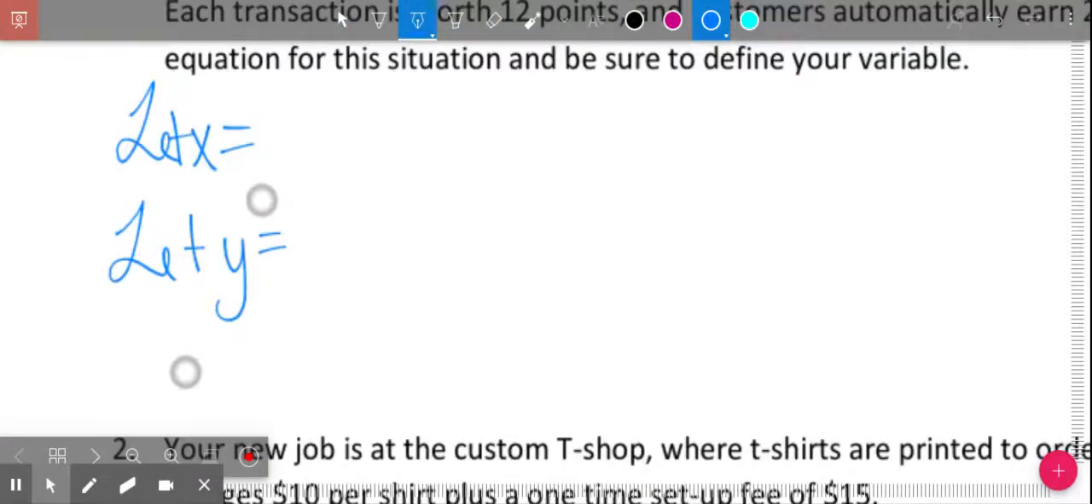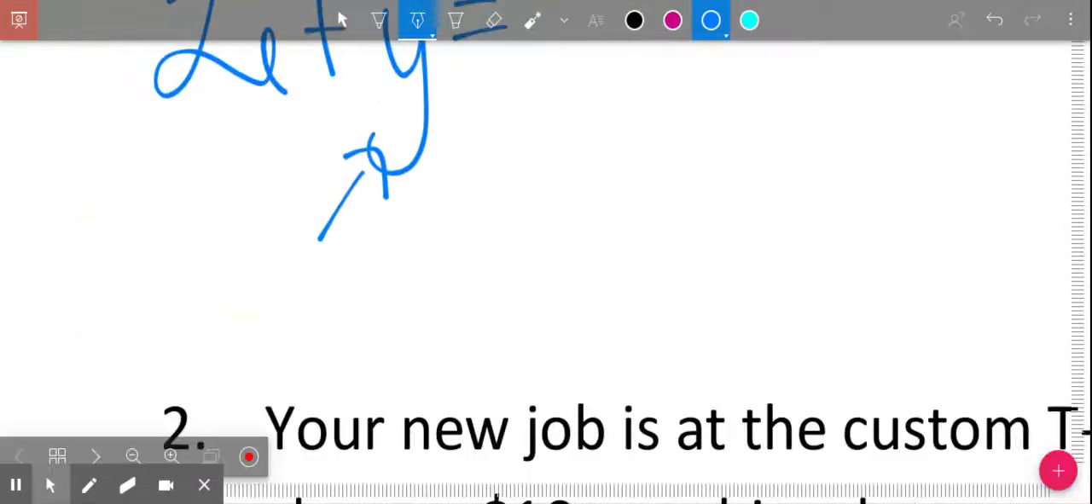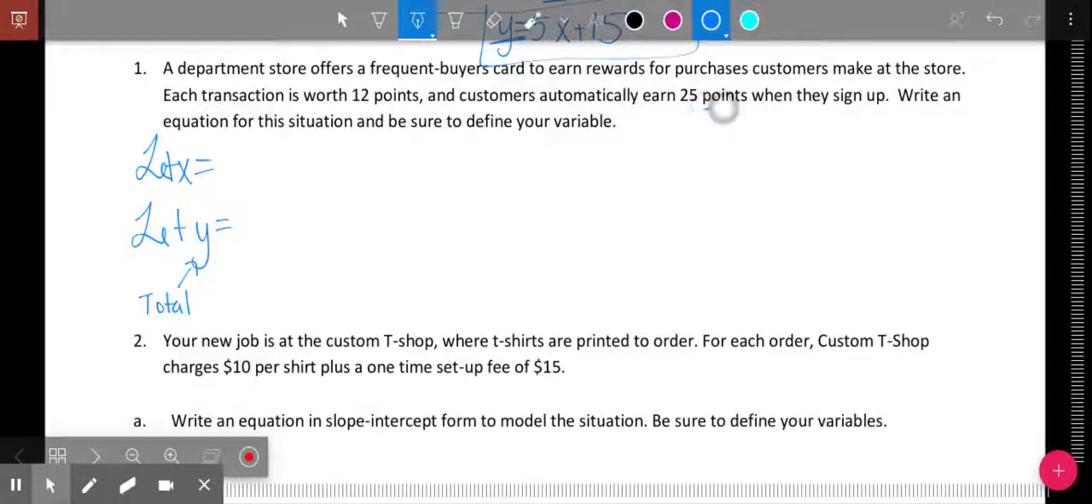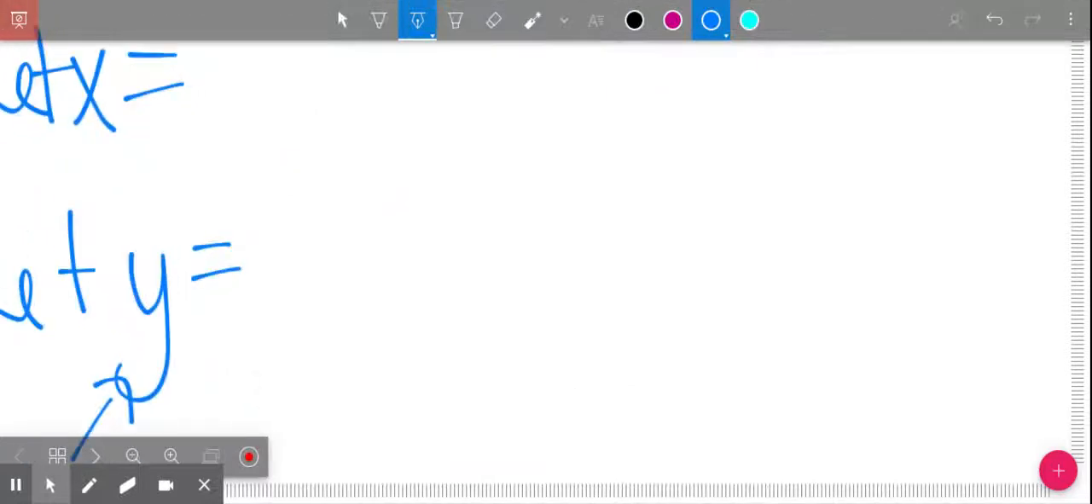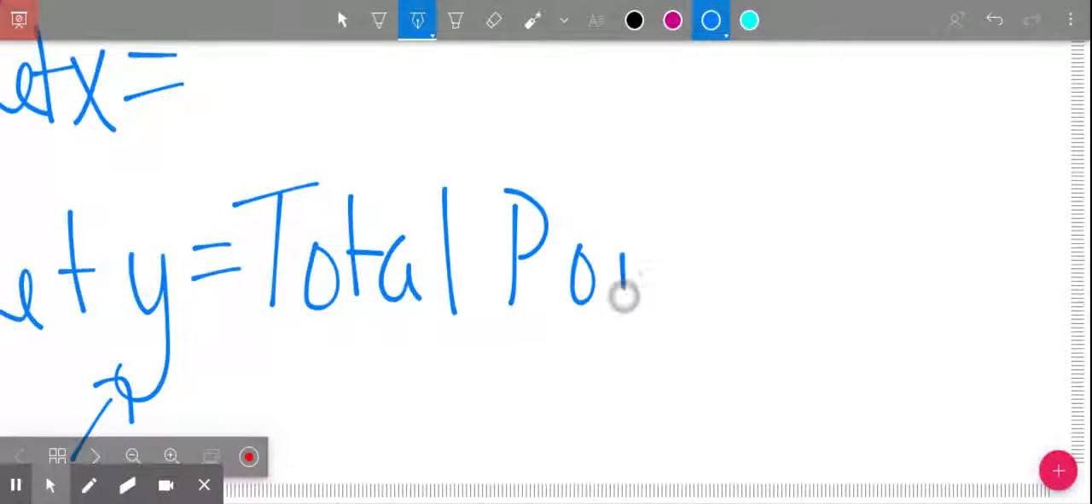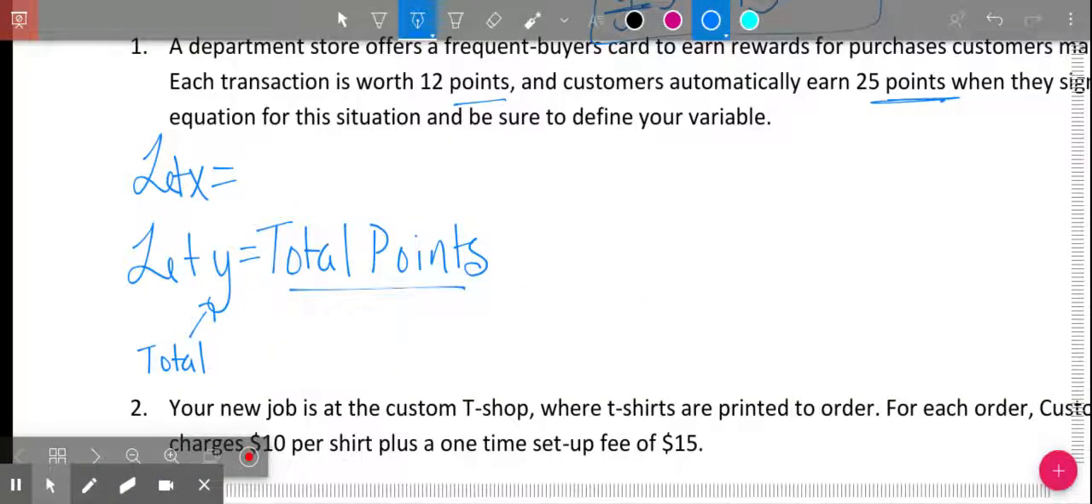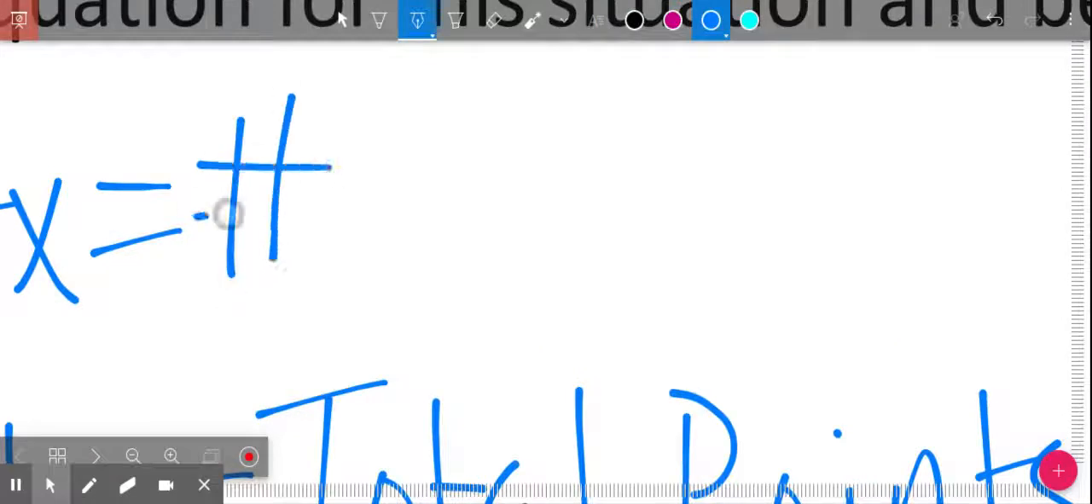Our y is always going to be our total. Whatever we're adding up, whatever we're looking for, our total of something. Sometimes it's total money. Here, we're going to be talking about the total points. And the x is always what changes or what impacts our total points. Well, what is impacting our total points? The transactions. So we're going to let x equal the number of transactions.